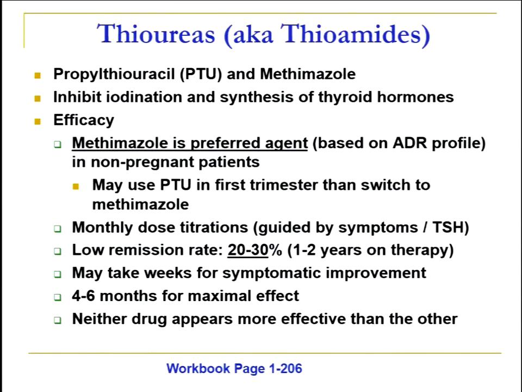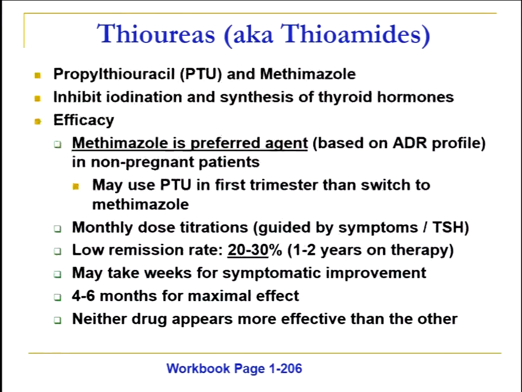Well, the drugs we usually use haven't changed in a very long time. Same things you learned in pharmacy school. PTU and methimazole inhibit the iodination and the synthesis of T3 and T4 in the thyroid gland. Based on the current recommendations, methimazole is the preferred agent based on its ADR profile compared to PTU, which we'll talk about in a moment. It usually requires monthly dose titrations, usually guided by your symptoms and your TSH level and free T4 to a certain extent. By itself, it doesn't work really, really well.